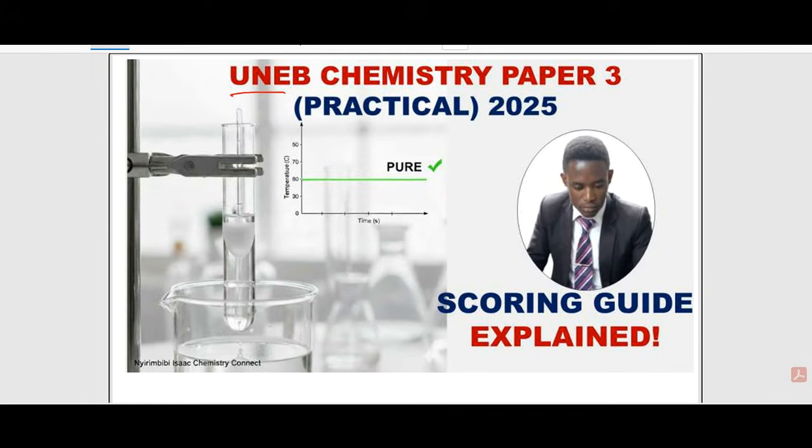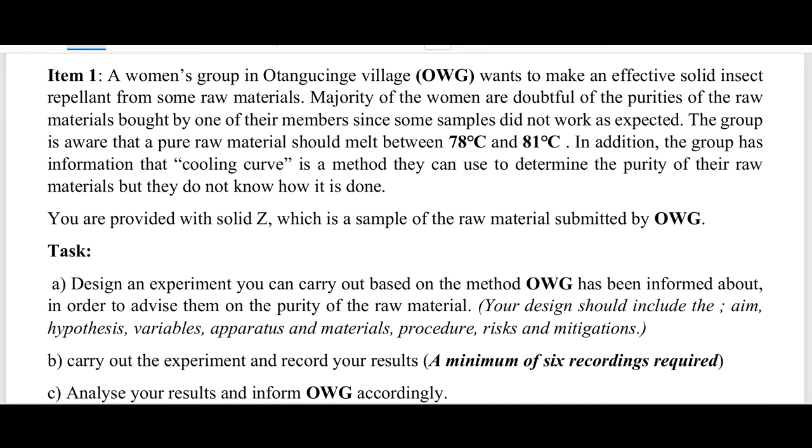In the previous sessions, we have gone through UNEB Chemistry Paper 2. We have finished that one for Paper 1, and now this is our last session to UNEB 2025, and we shall be going through the Chemistry Paper 3. On this picture, we can see something about a pure substance, and we know very well that our Chemistry Paper 3 item was about the purity of substances. Let's go through the item, the scenario, and thereafter we shall be going through the scoring guide to this paper.